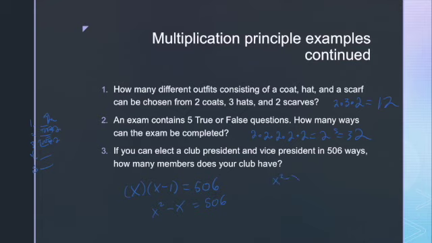So I would do that by factoring. X squared minus X minus 506 equals 0. I would factor this into X minus 23 times X plus 22 equals 0, and I'd solve for X. So X equals 23 and X equals negative 22. Well, 23 times 22 is 506, so my club has 23 members.